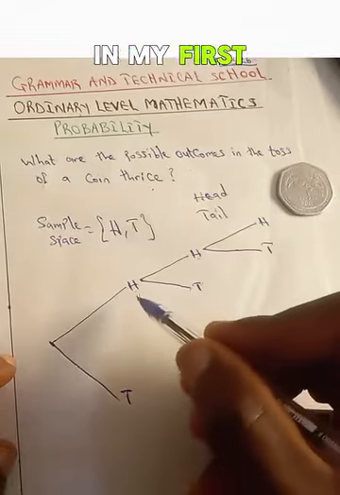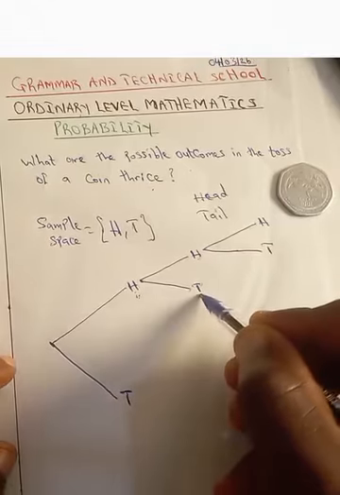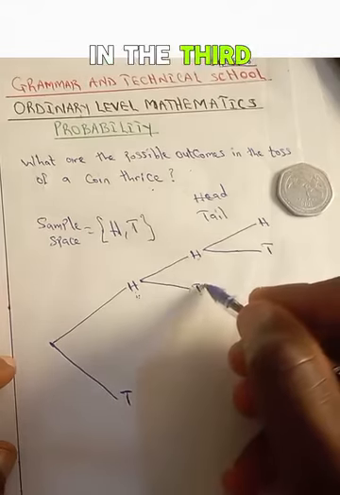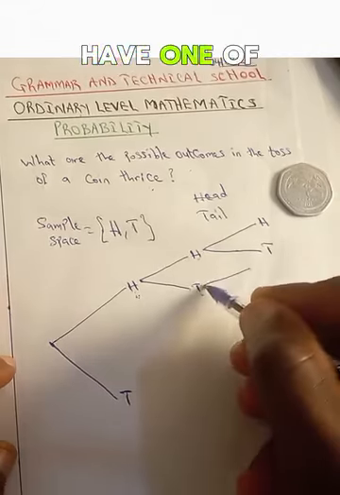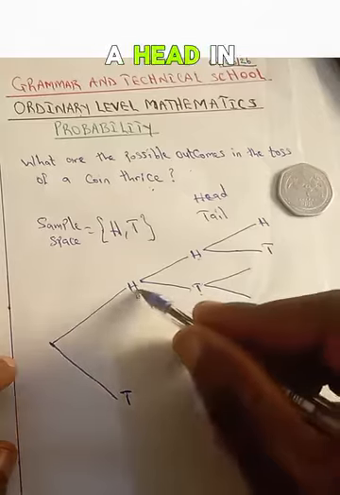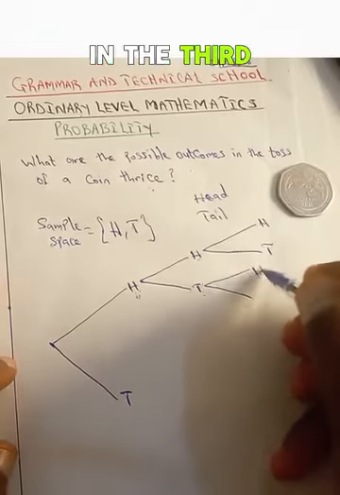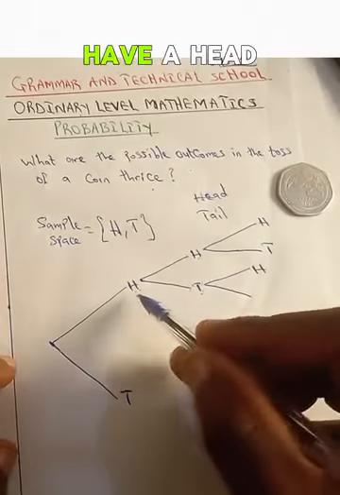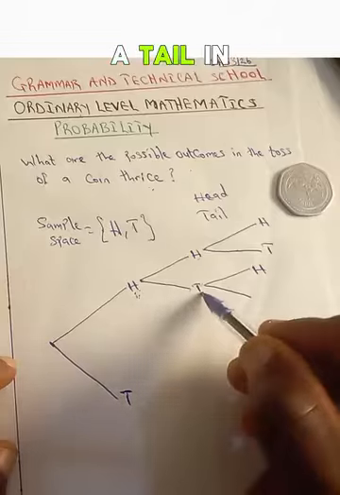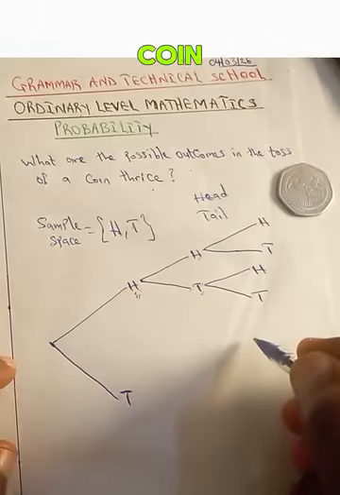Now, what if in my first toss of the coin I had a head, and next I had a tail in the second toss? In the third toss of the coin, I can still have one of two possibilities. I can have a head in the first, a tail in the second, and a head in the third toss of the coin, or I can have a head in the first toss, a tail in the second, and a tail in the third toss of the coin.